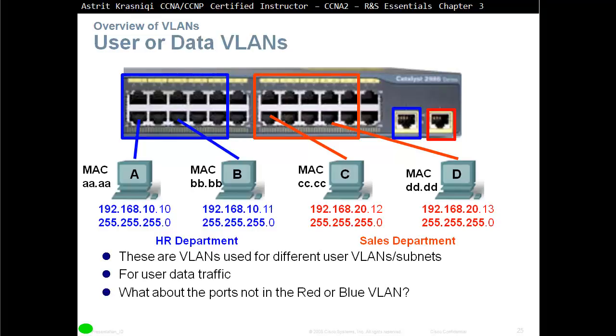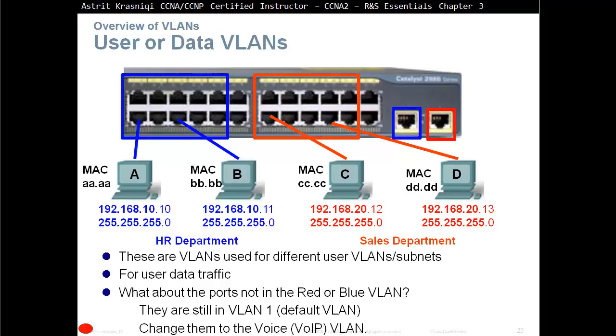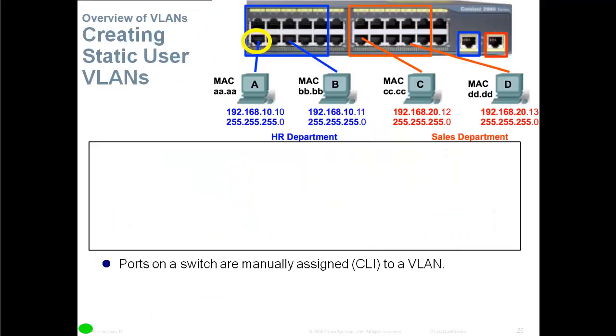What about the ports not in red or blue, like these two ports, for example? Well, those ports, if you have not moved them to any VLAN, are going to remain on VLAN 1. Later on, we're going to look at how to change them or give them to a voice over IP VLAN.